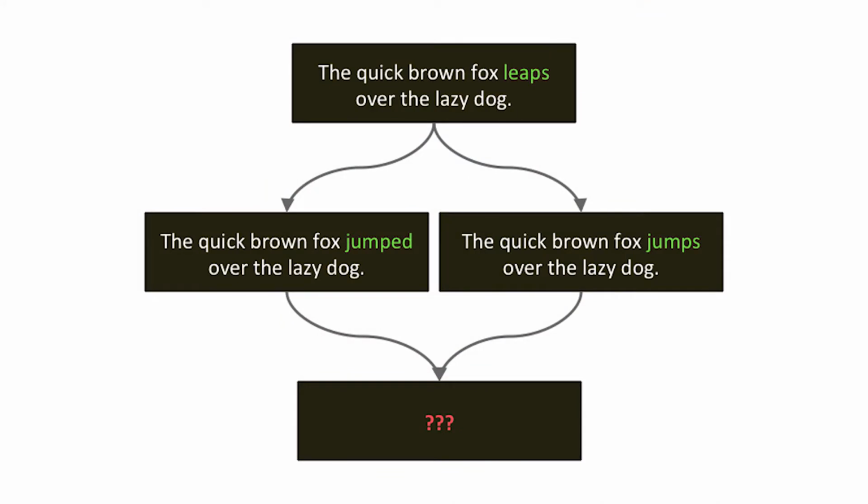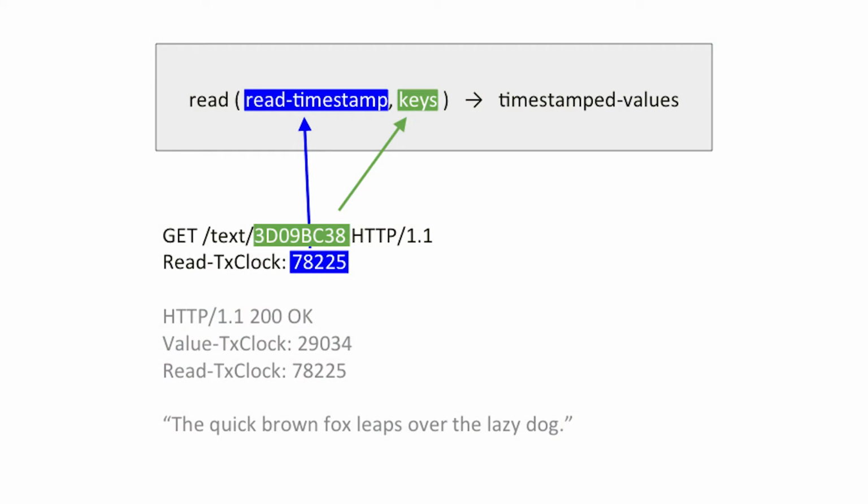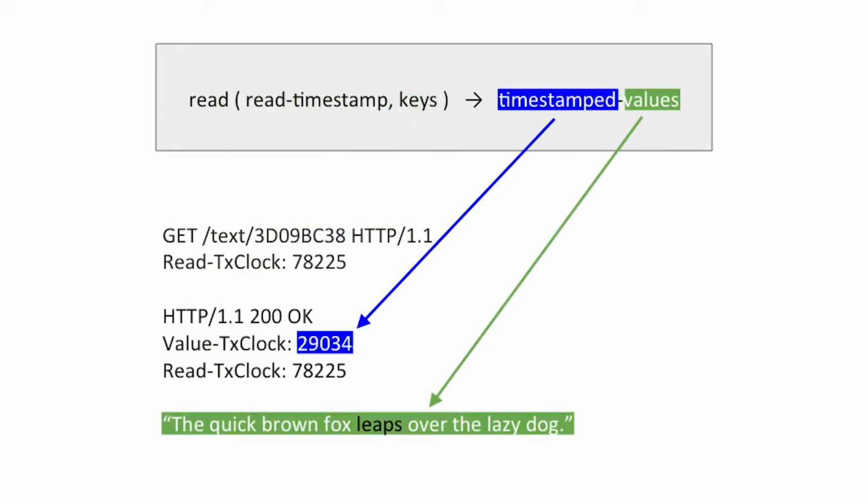So let's look at a concrete example. This one where we had two users try to change the text at about the same time. And as we look at it, we'll also see how it manifests in HTTP. So both of our users ask for the current value. They get back the text, and they get back the time that it had been written.